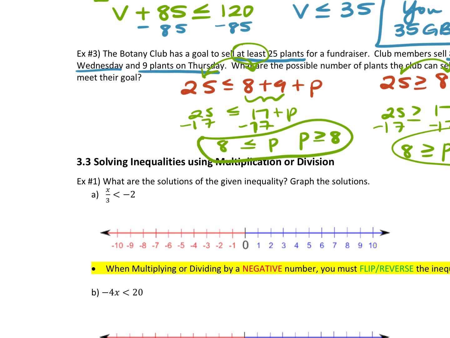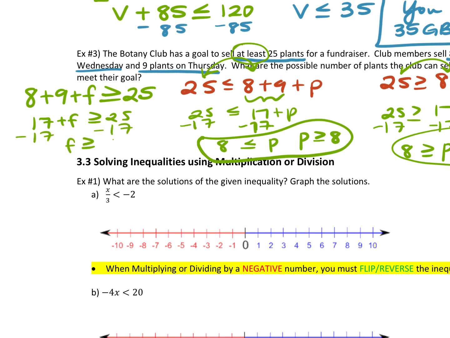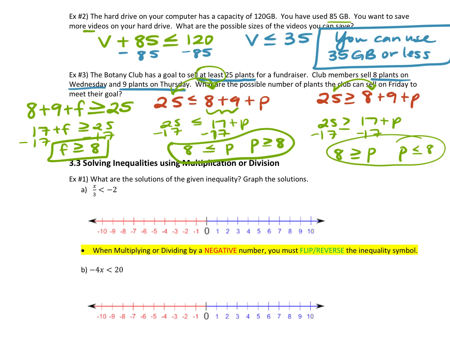So the way that I would set this up, I would set it up like this. 8 plus 9 plus whatever they sell on Friday has to be more than or equal to their goal of 25. That's the way that I would set it up, personally. You don't have to. That way, when you go 17 plus F is greater than or equal to 25, and you take away the 17, on Friday, they have to sell more than or equal to 8 plants, okay?